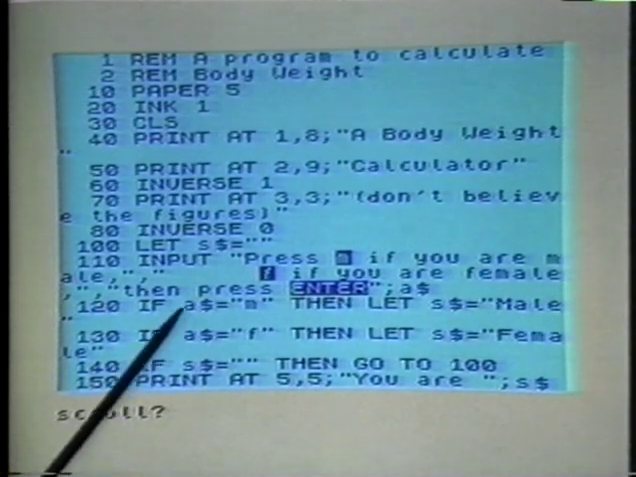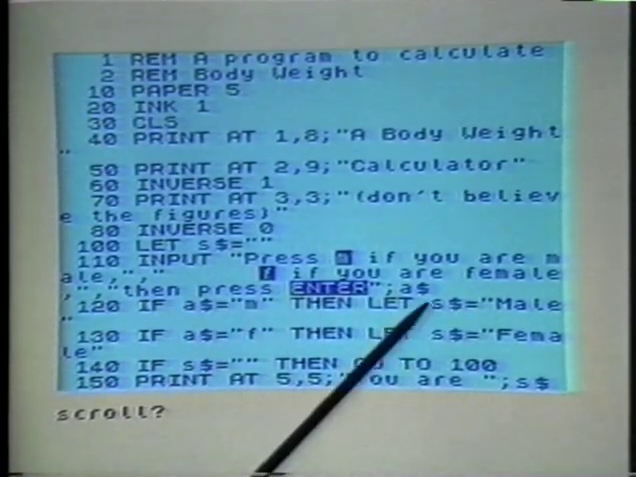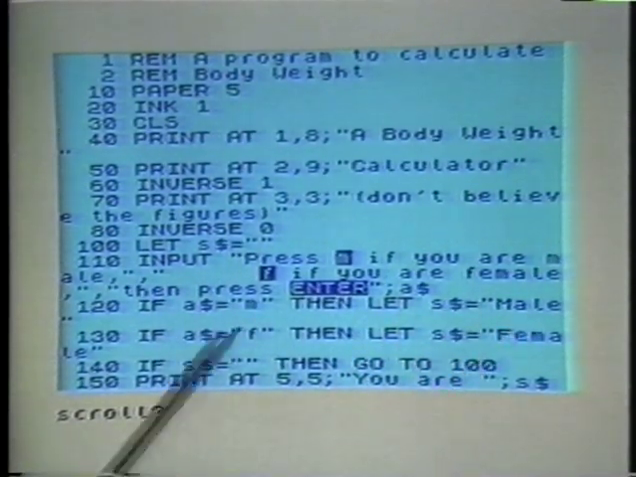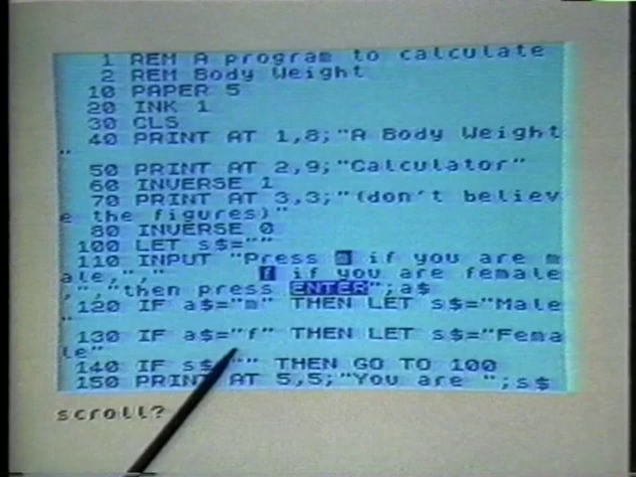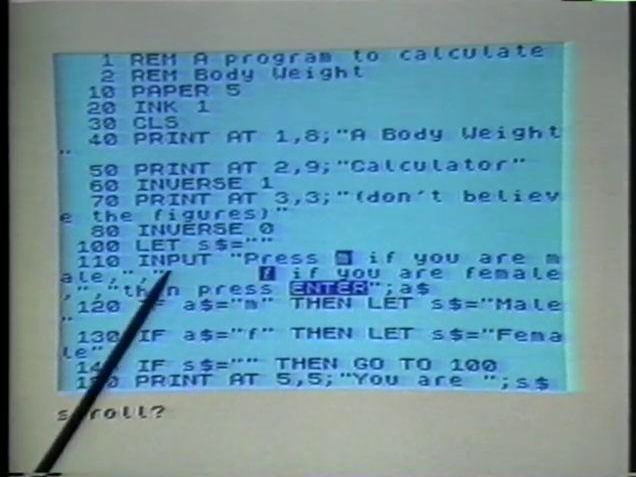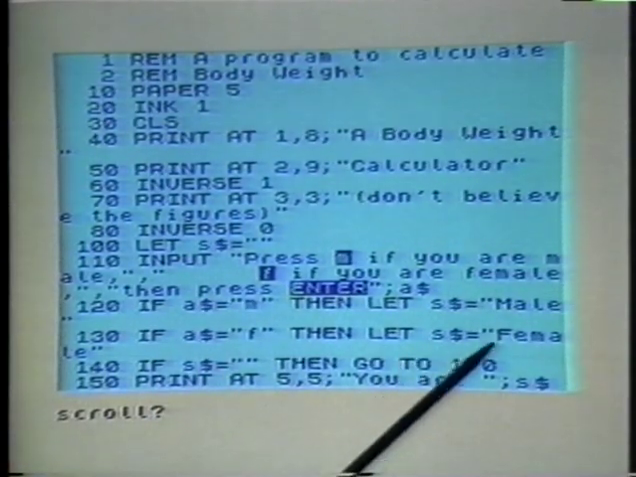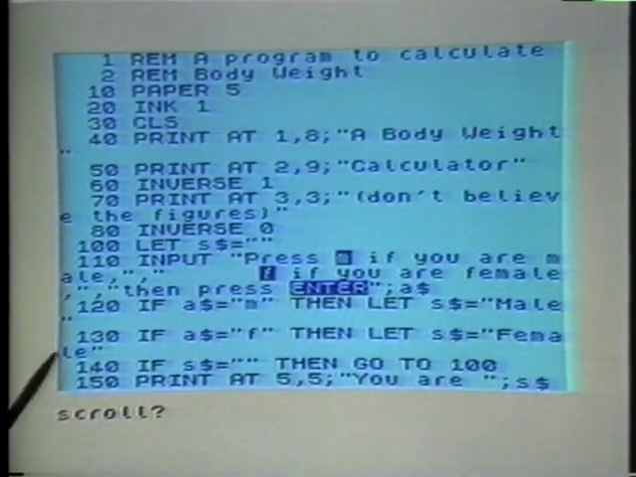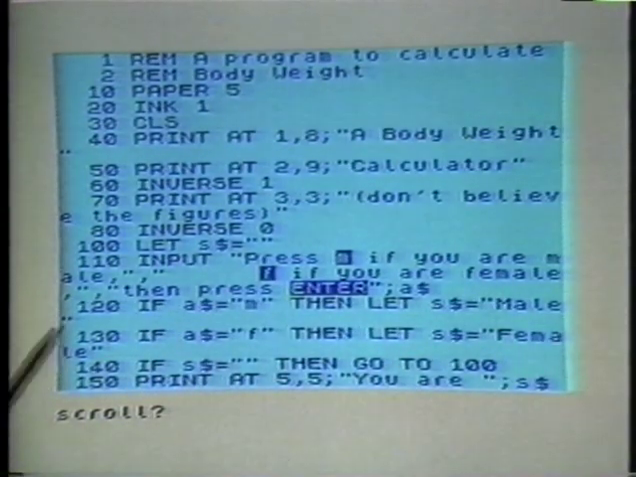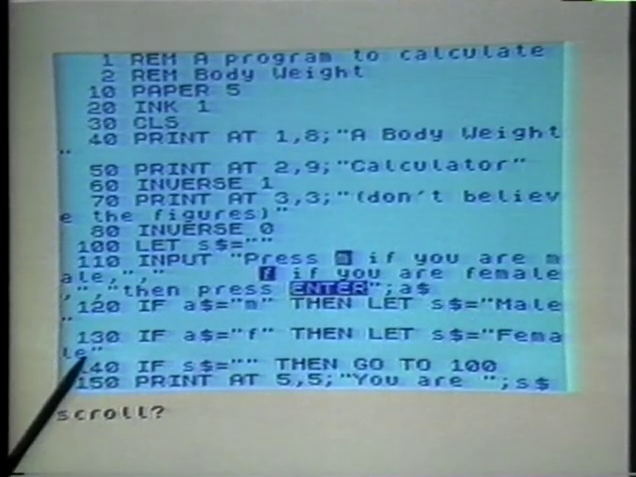So if we've got A$ having a value of M, then S$ will get the value male. Similarly, if A$ is an F, if we typed an F in response to this input statement, then S$ will get the value female. Remember, just because a line wraps round one end of the screen and appears again at the left-hand side, it doesn't matter. It's all one line.